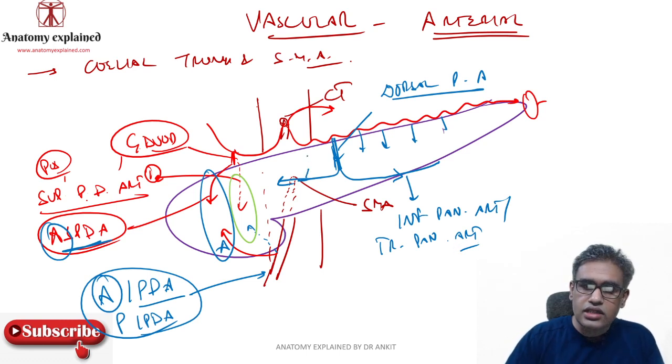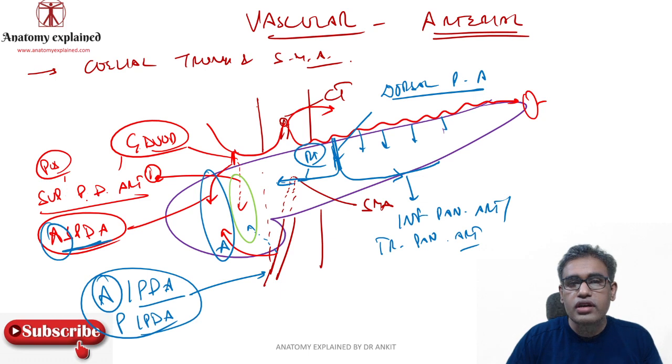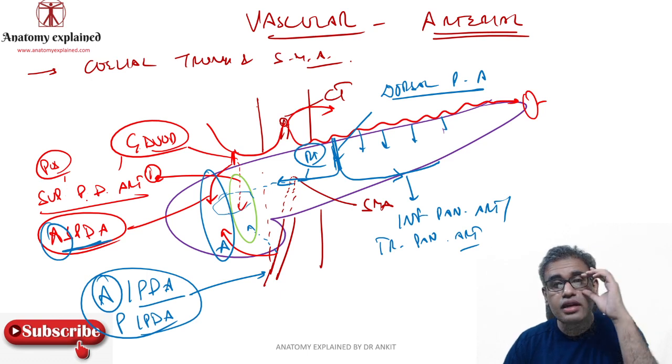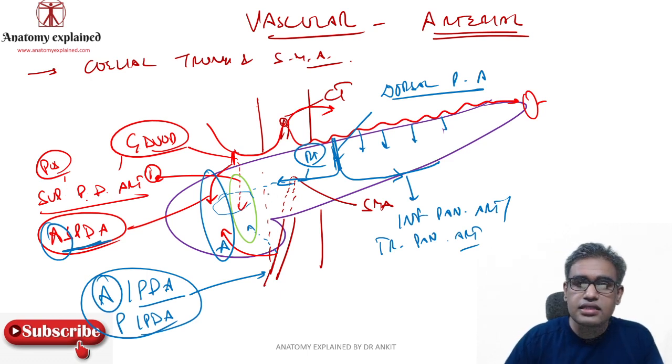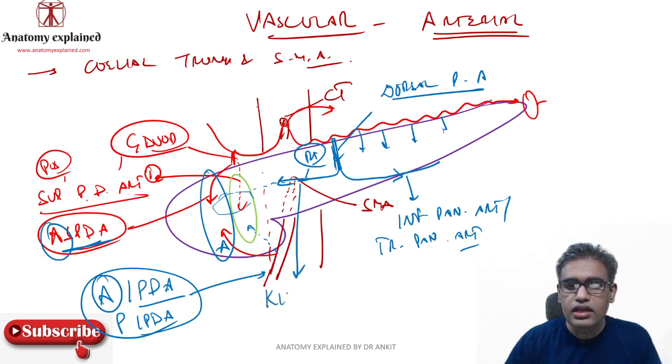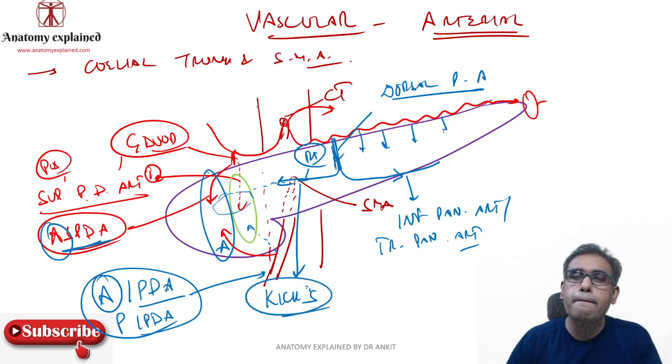The right branch of the dorsal pancreatic artery will go over here and then anastomose over here. It forms an arcade. Which forms the arcade? The right branch of the dorsal pancreatic artery, and this arcade formed by the right branch is known as Kirk's arcade. Remember this name.